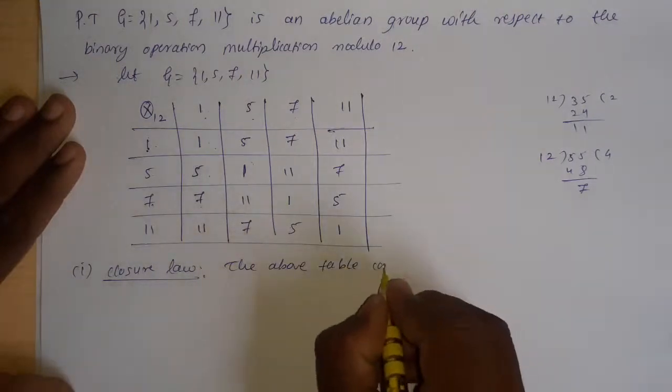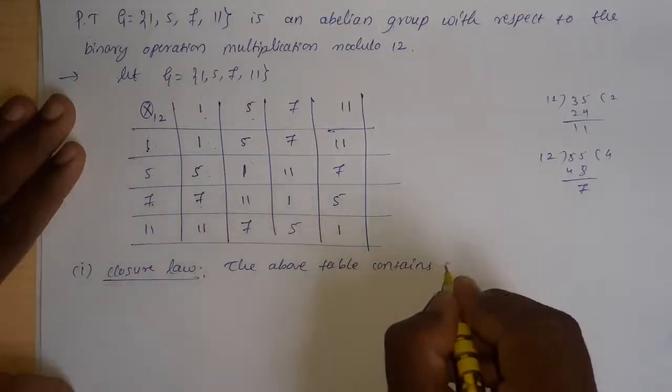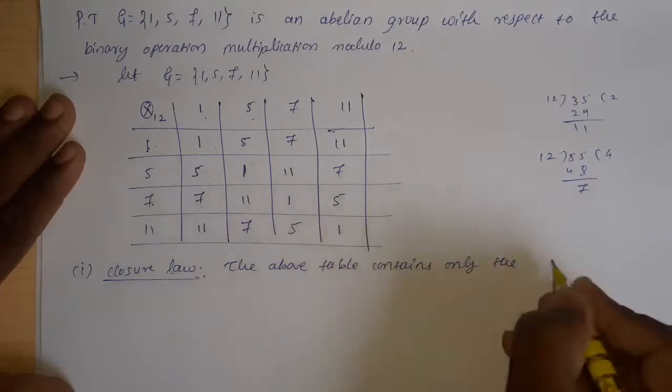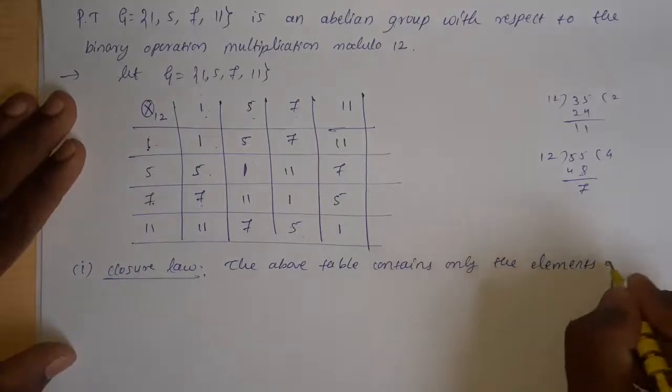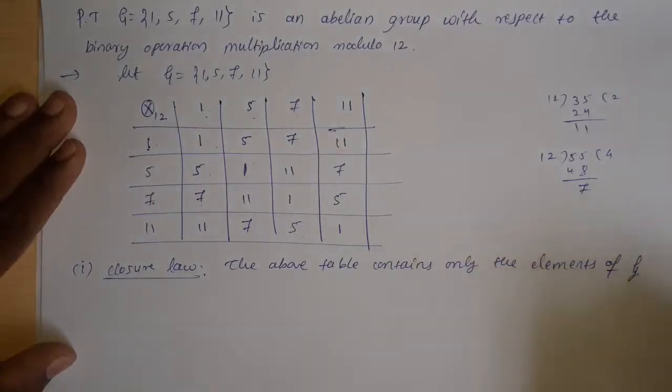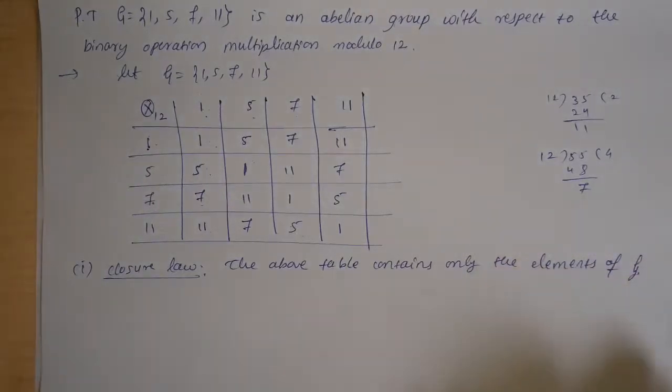table contains only the elements of G. So if any other element existed other than 1, 5, 7, 11, then we can say that closure law is not satisfied, meaning the binary operation is not closed under the given set.